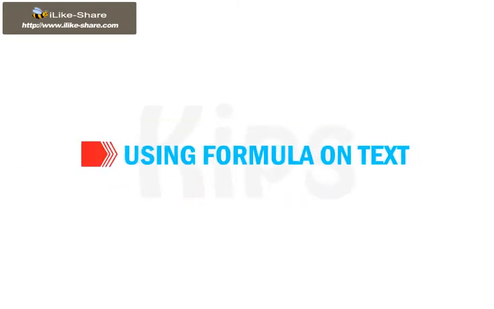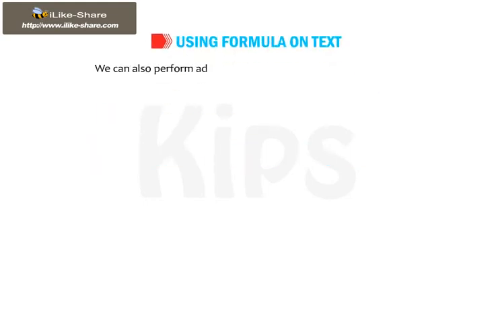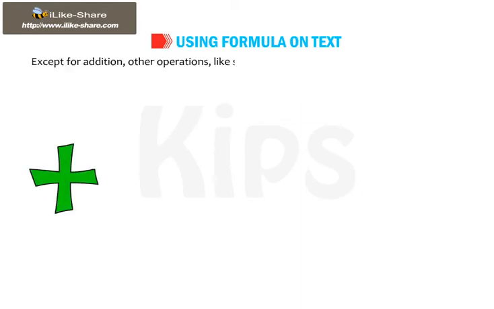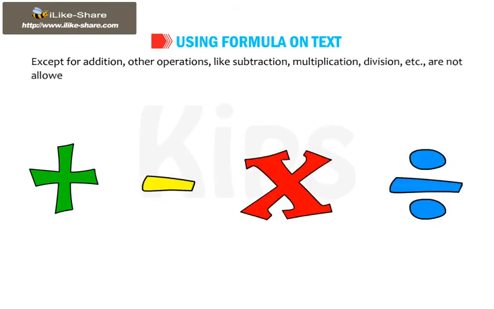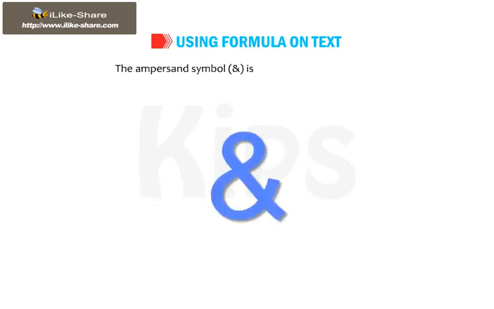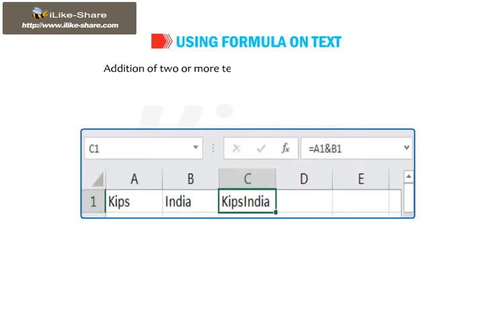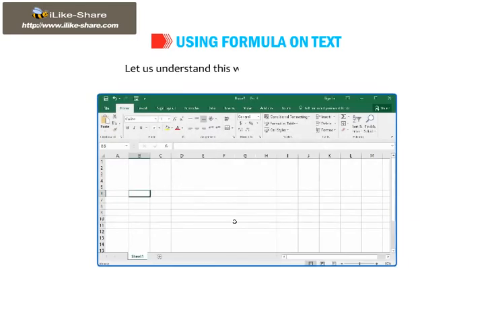Okay, now let us learn how to use formula on text. We can also perform addition on character and string data types. Except for addition, other operations like subtraction, multiplication, division, etc. are not allowed on the string data type. The ampersand symbol "&" is used to perform addition. Addition of two or more text values is called concatenation. Let us understand this with the help of an example.